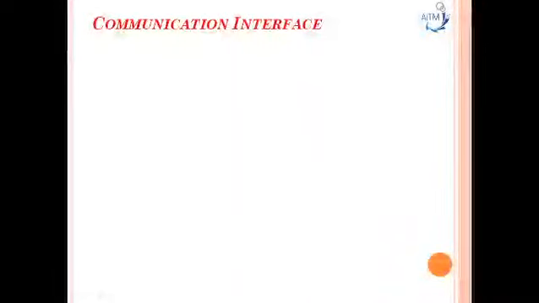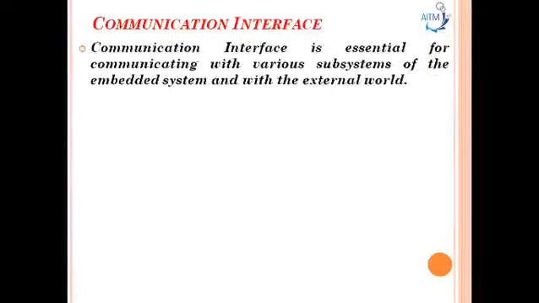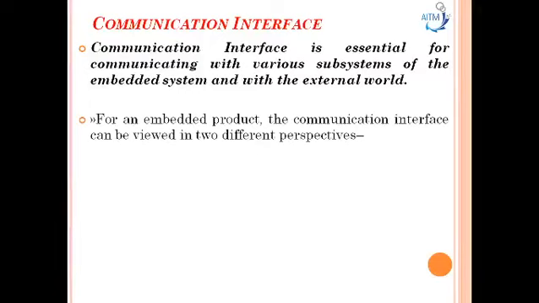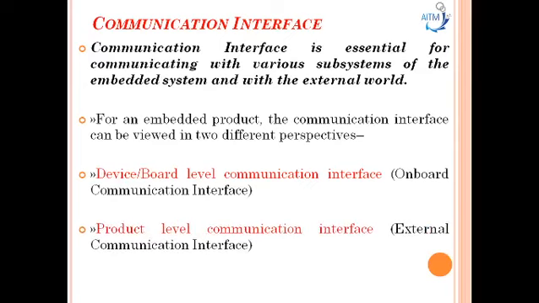Now coming to the next part, that is the communication interface. A communication interface is very essential for communicating with various subsystems of the embedded system and with the external world. For an embedded product, the communication interface can be viewed from two different perspectives. The first one is the onboard communication interface, that is a device or board level communication interface, and the second one is the external communication interface, that is a product level communication interface. Now coming to the first one, the onboard communication interface.